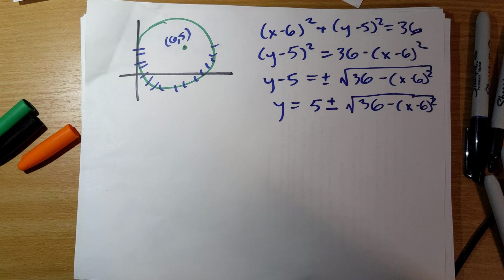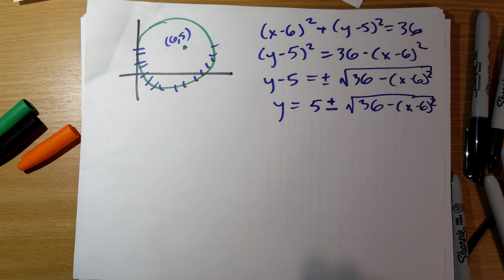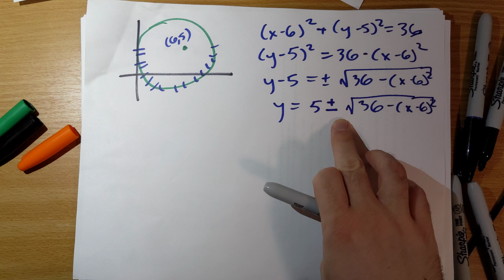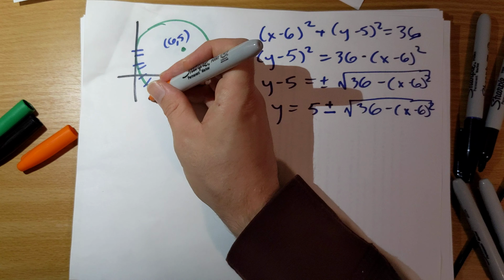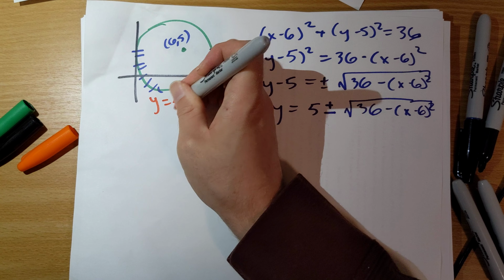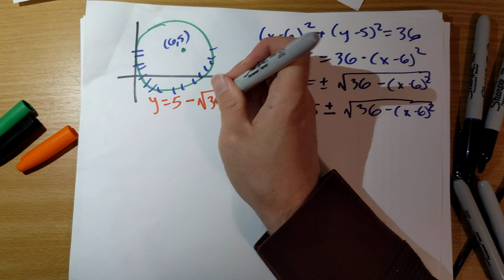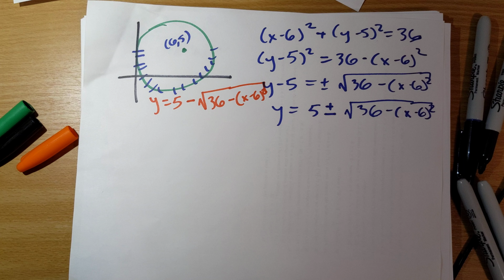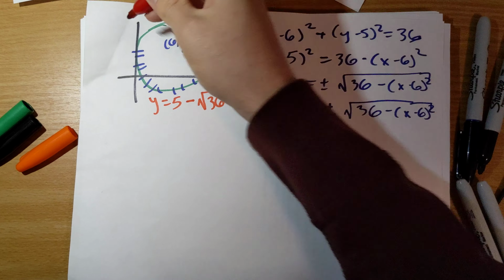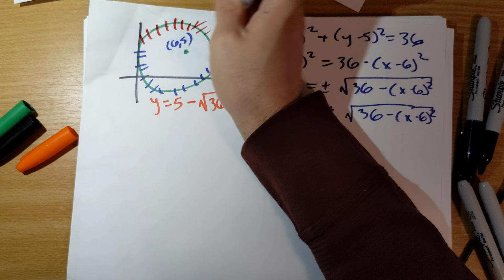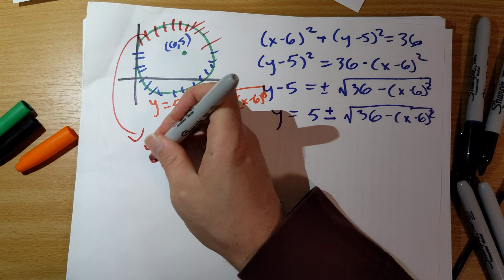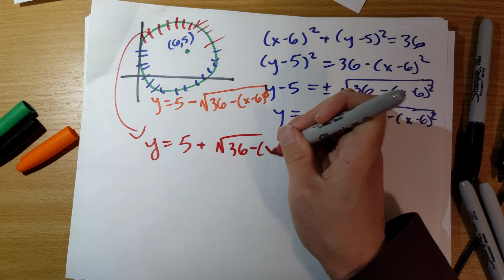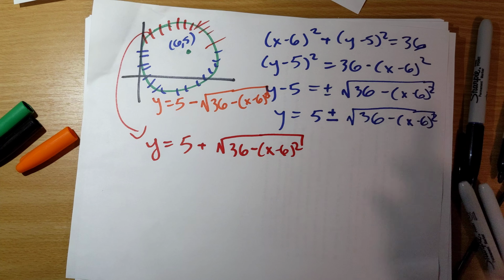So for part C, we want the bottom semicircle. We need y to be less than or equal to 5, so we choose the negative one here. y is equal to 5 minus the square root of 36 minus x minus 6 squared. And to finish this off, for the top semicircle, it's just going to be a positive square root. y is equal to 5 plus the square root of 36 minus x minus 6 squared.